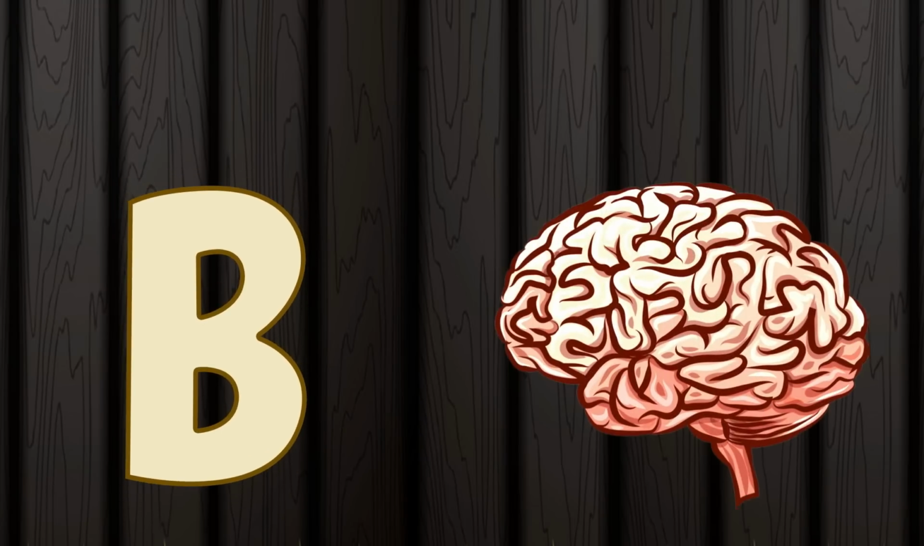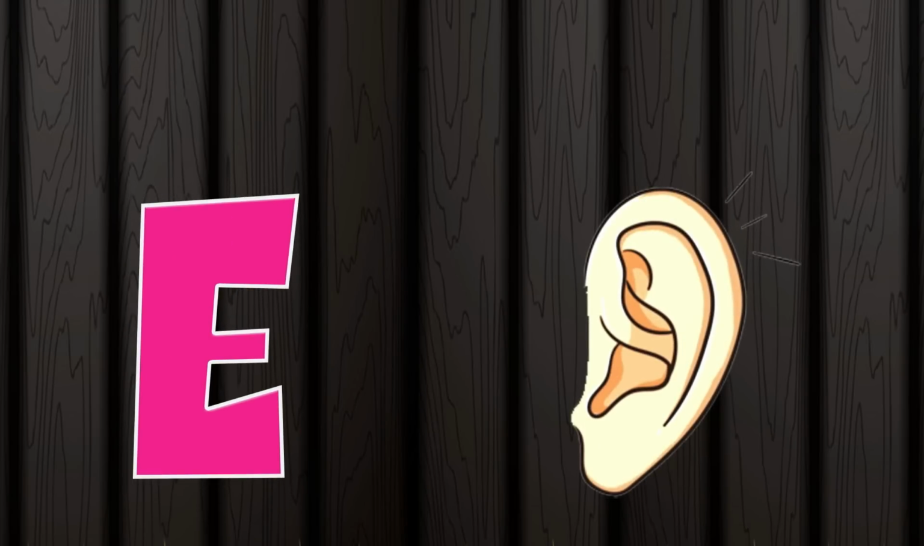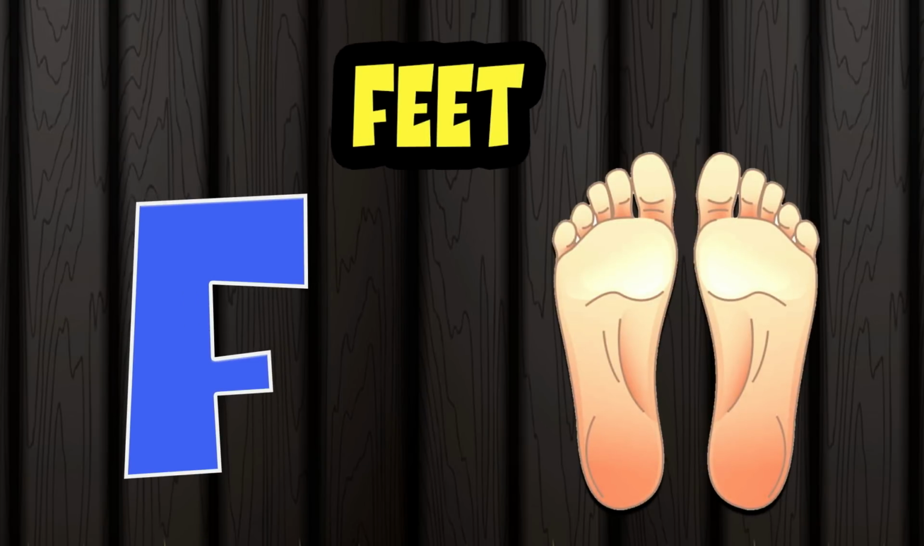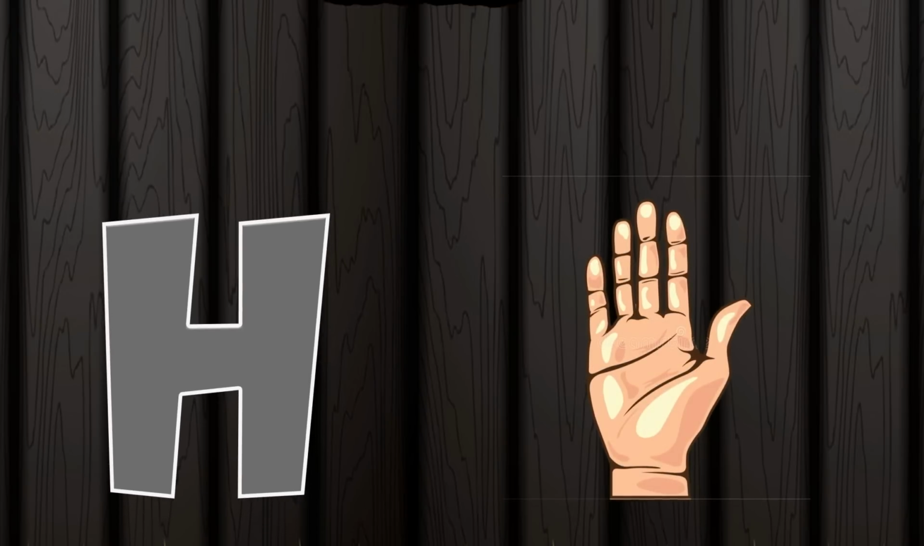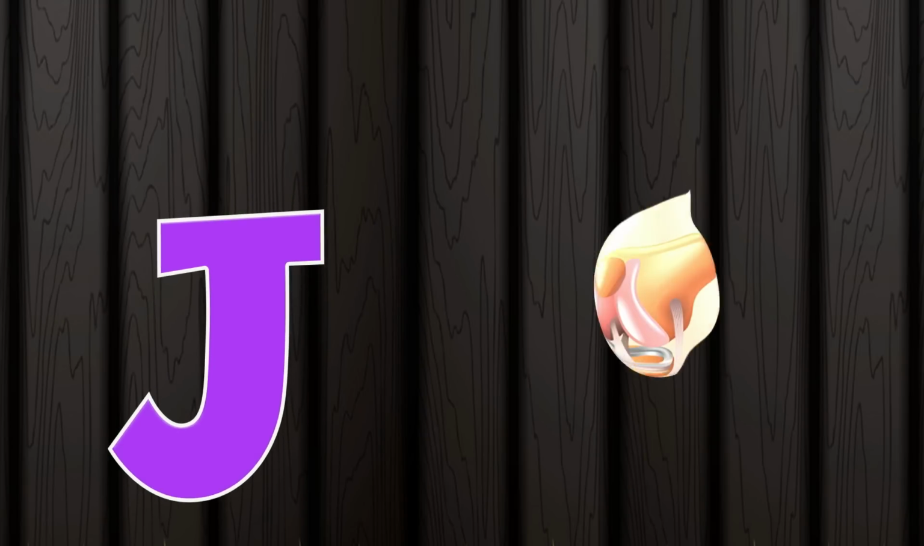A, arms. B, brain. C, chin. D, digestive system. E, ear. F, feet. G, gums. H, hand. I, index finger. J, joint.